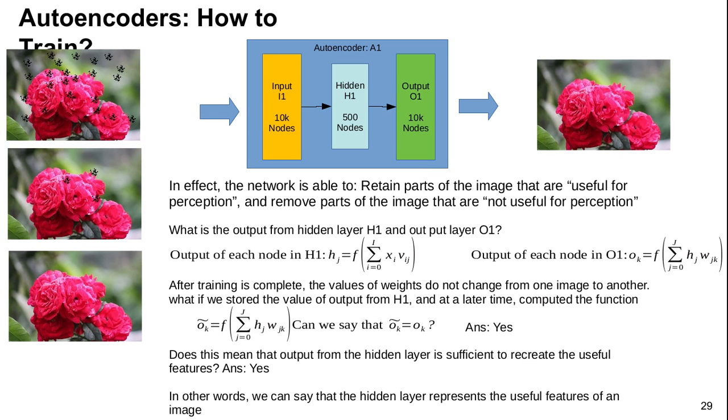Does this mean that for a given input image, instead of computing the output image completely, can we store the hidden layer values? That means, can we store the 500 values that come from the hidden layer and use that at a later time to recreate the output image? Yes, we certainly can. And because we can do that, does that mean that the hidden layer is representing all the information that is necessary to recreate useful features in the output image? Yes. So in other words, we can say that the hidden layer represents a compressed form or the useful information from an input image.